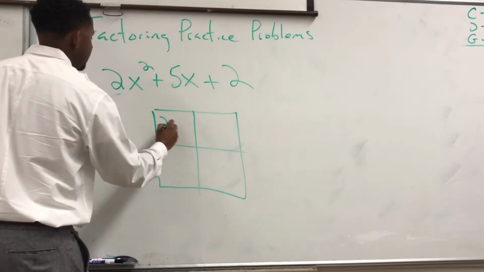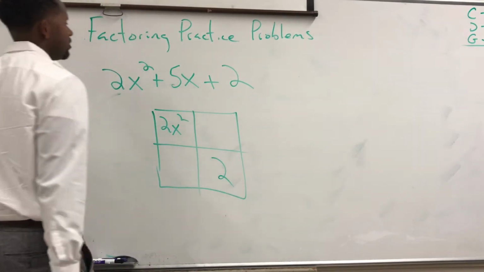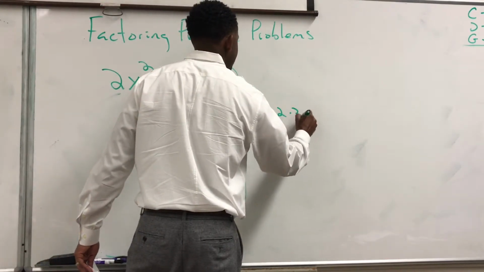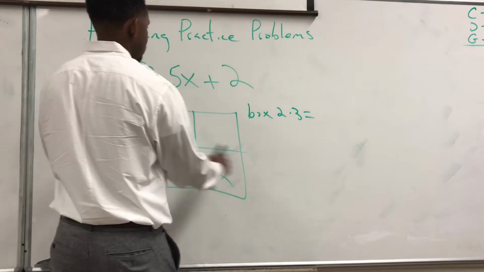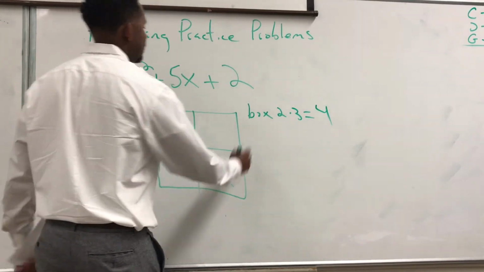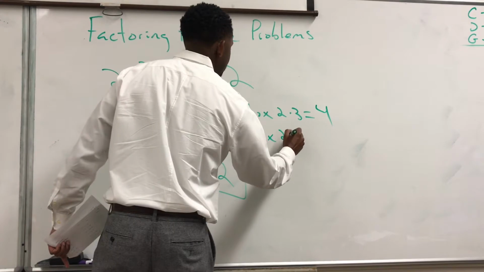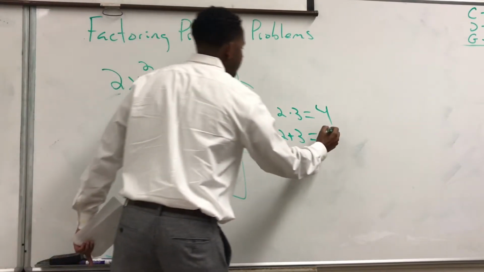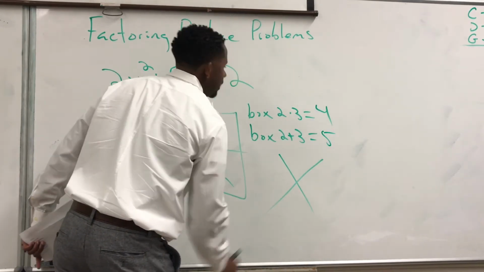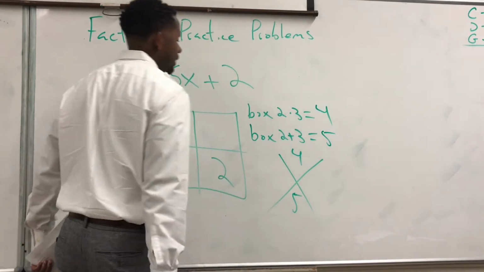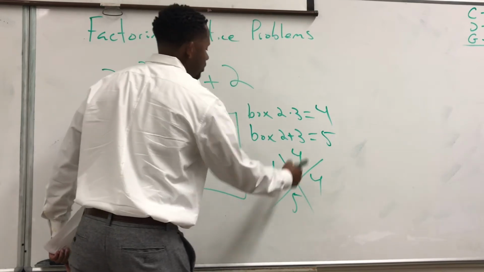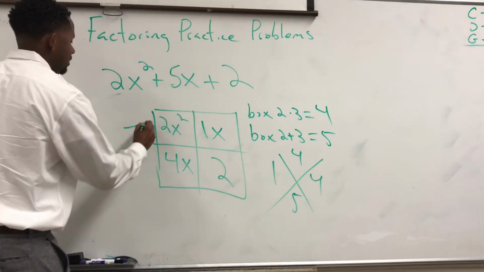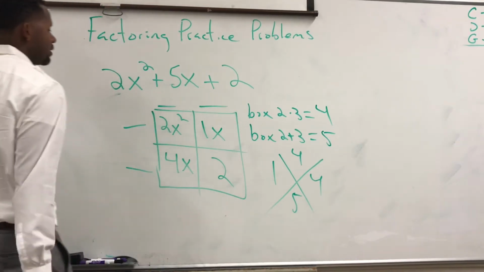I do this. I get 2x squared here. I get 2 here. I know that box 2 times box 3 has to equal 4. And I know that box 2 plus box 3 has to equal 5. So I know that I have a 4 here and a 5 here. 1 times 4 is 4. 1 plus 4 is 5. 1x, 4x. Here's my area model puzzle.